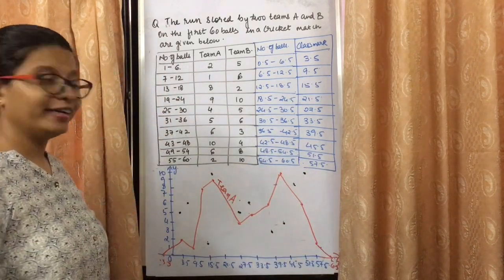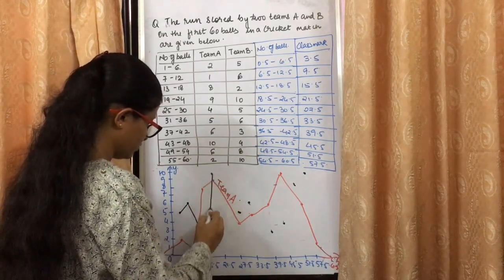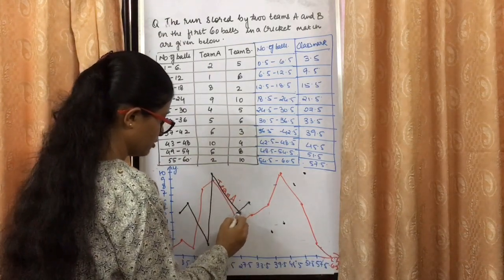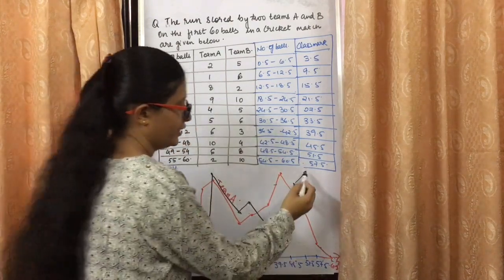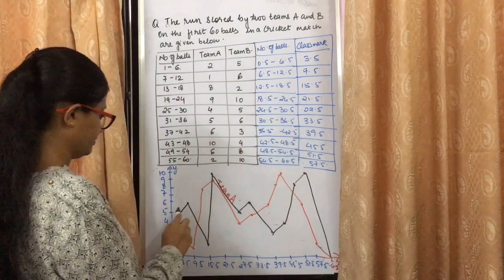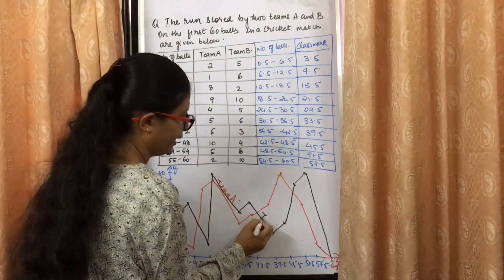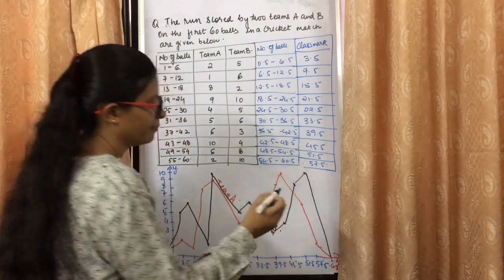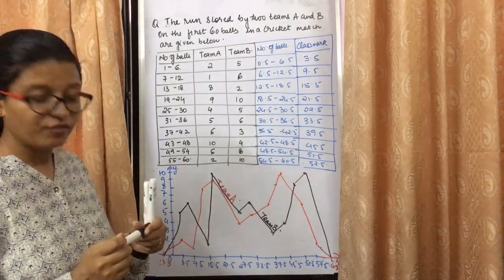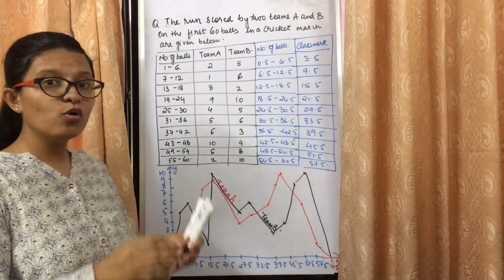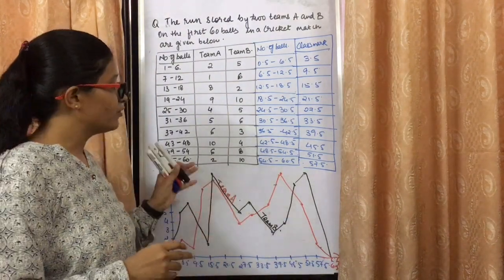I hope how to plot it must be clear. Now if I join the graph, I will get like this. Again, I need to join it. So the black graph is for team B. If you draw it with different pens, you will come to know what is the difference. So these are the two graphs, how we can plot two graphs simultaneously on a single graph paper. This is the way we do it.